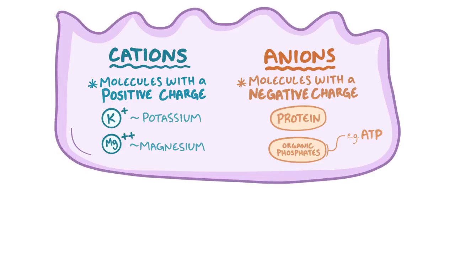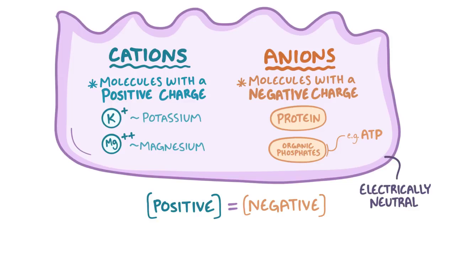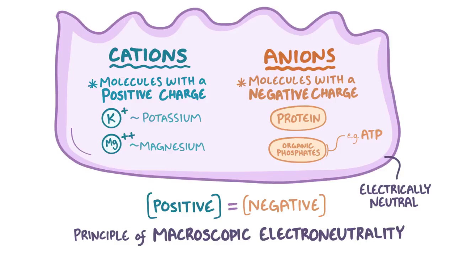Fluid compartments always maintain the same concentration of positive charges as negative ones, in order to stay electrically neutral. And this is called the principle of macroscopic electroneutrality. So, for example, the potassium in the intracellular fluid is balanced out by negatively charged proteins and organic phosphates.